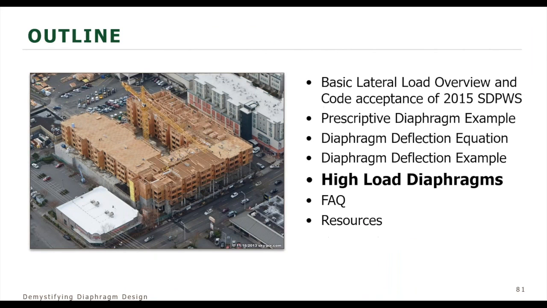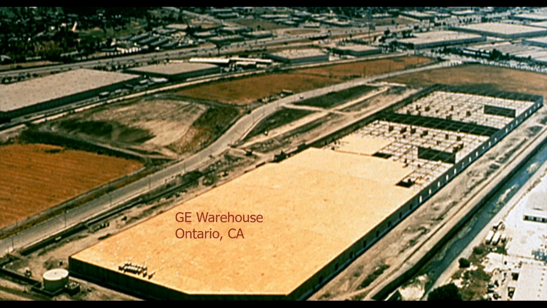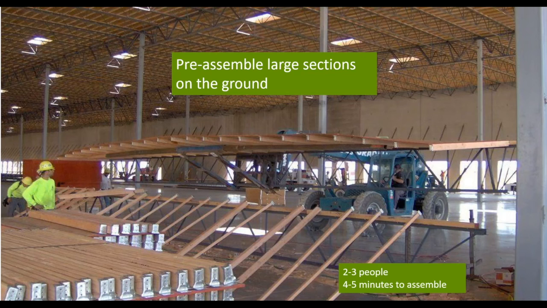So now we're going to look at high load diaphragms, and we'll go through this quickly as we want to save some room for questions. But the high load diaphragm, this is an example of a high load diaphragm where we're dealing with big warehouses. This one happens to be in Ontario, California, where they store a lot of produce or products. And this is a GE warehouse storage facility. This one's over 1 million square foot facility. And this is where high load diaphragms can be really helpful for providing a wood solution to that diaphragm.